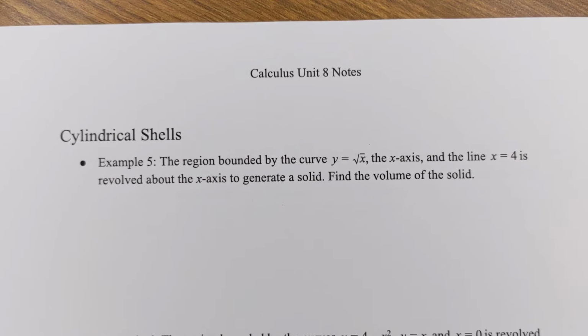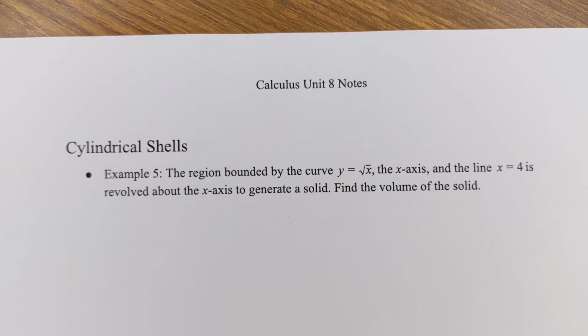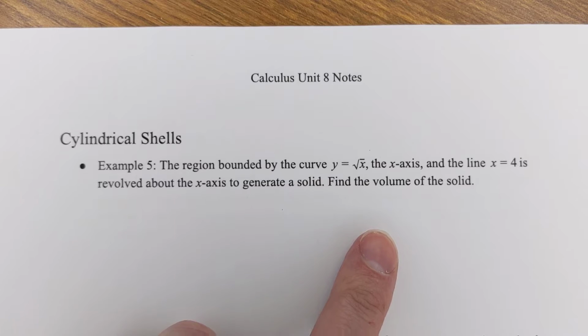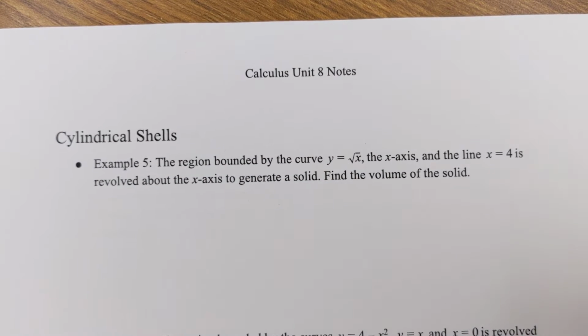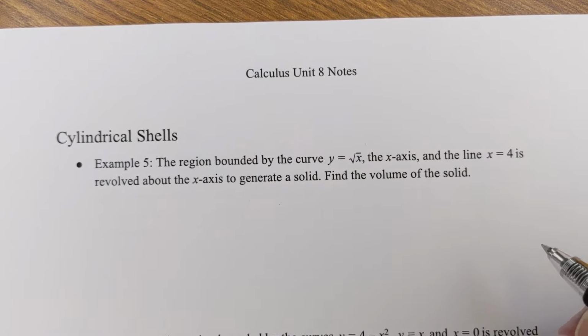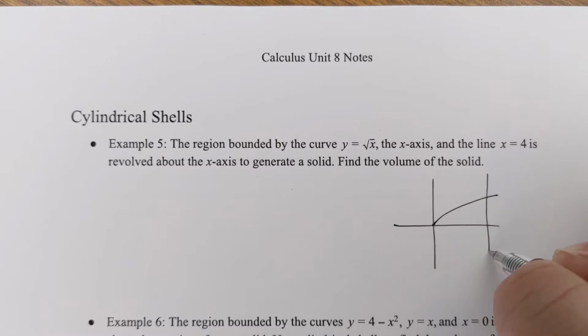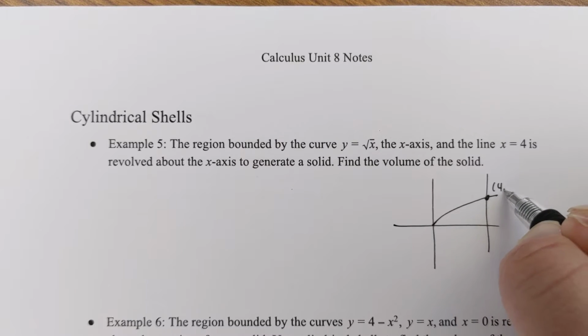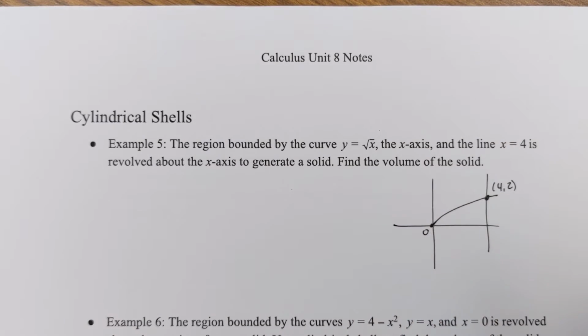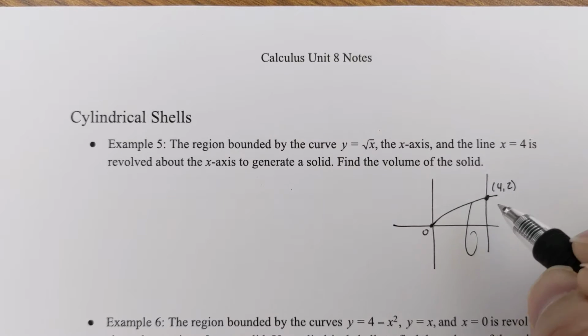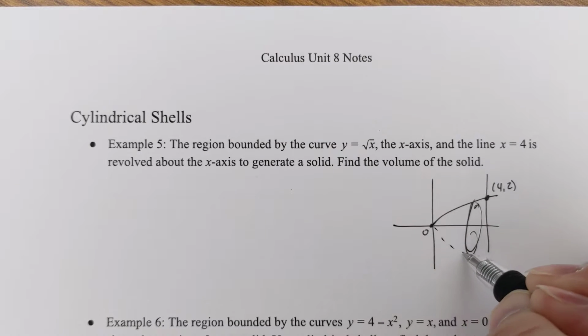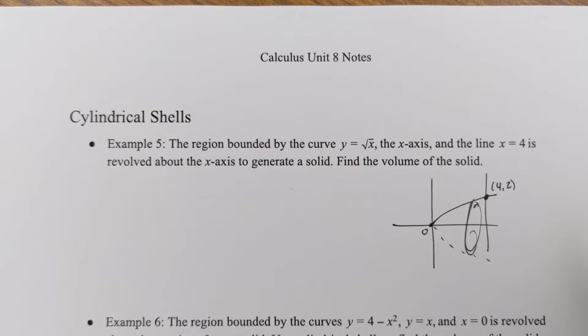Okay, cylindrical shells. The region bounded by the curve is revolved around the x-axis to generate a solid. Find the volume of the solid. Okay, so if you look at the graph, we've got root x. Here's x equals 4. This point is at 4, comma 2. This point here is at 0. We're revolving it around the x-axis, so here's our mirror down there.